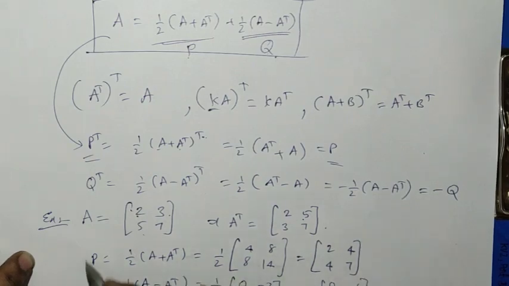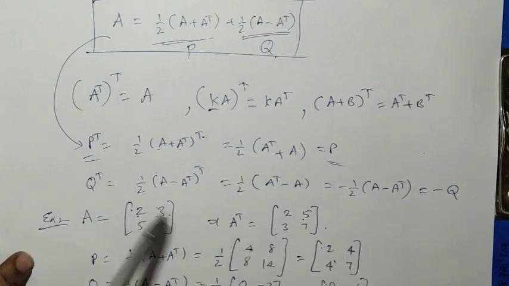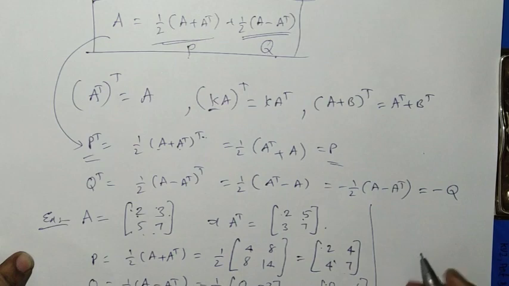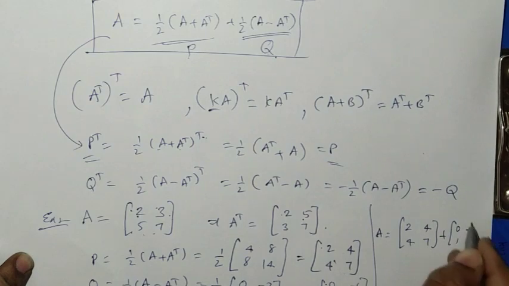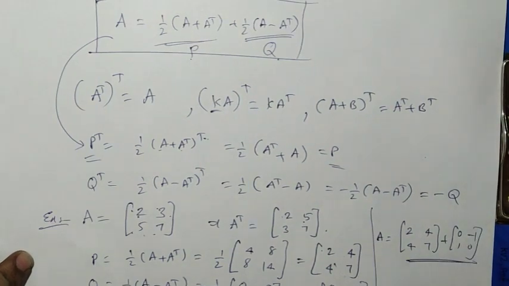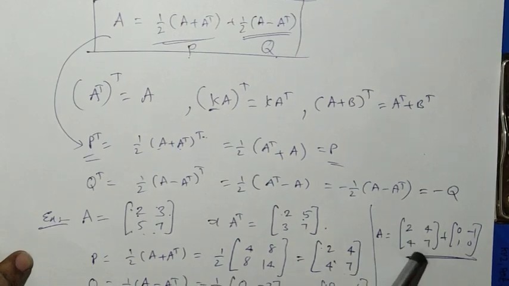Then you just write A is equal to the sum of these two. Check it out: 2 plus 0 is 2, 4 minus 1 is 3, 4 plus 1 is 5, 7 plus 0 is 7. That means we got it. That means I can write A is equal to [2 4; 4 7] plus [0 -1; 1 0]. Hence found. We have expressed A as the sum of a symmetric and a skew symmetric matrix. This is symmetric, this is skew symmetric.